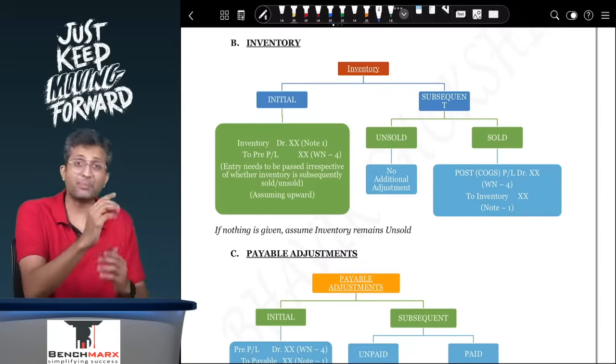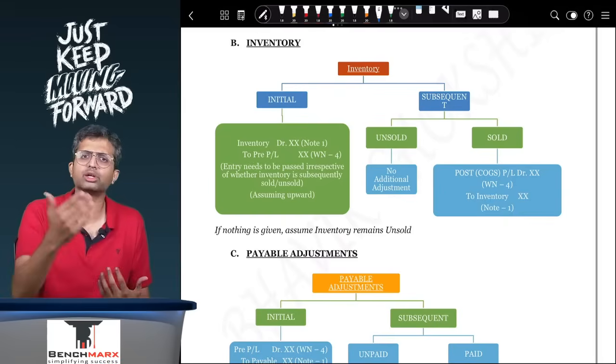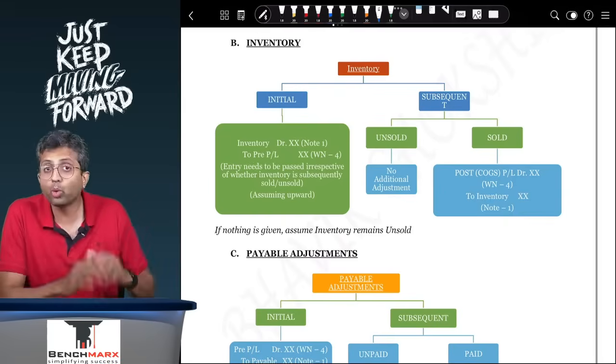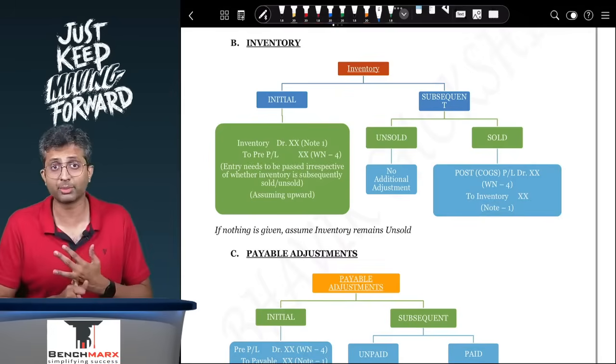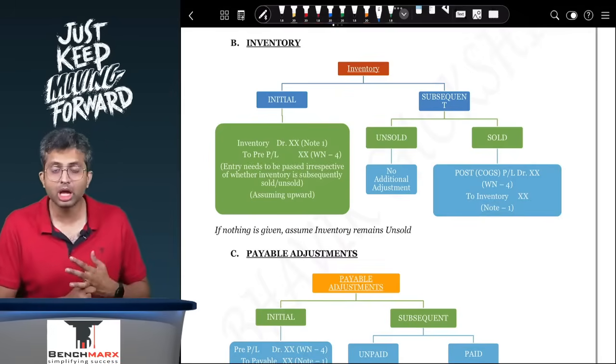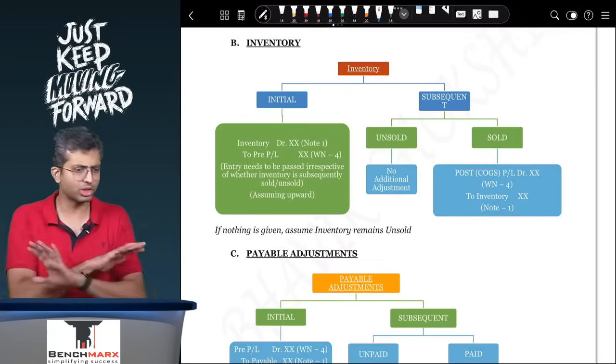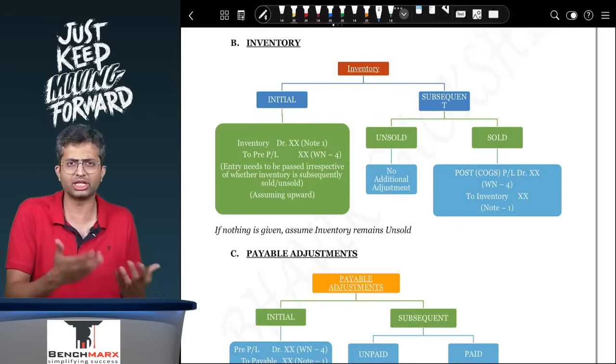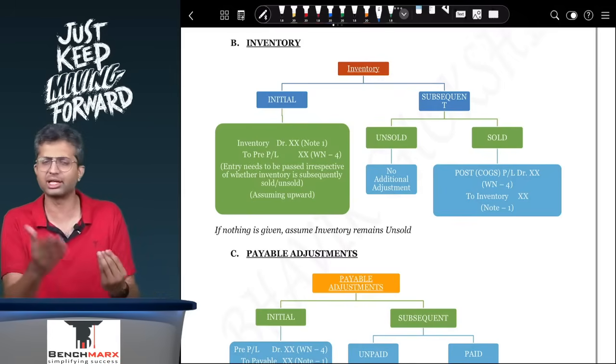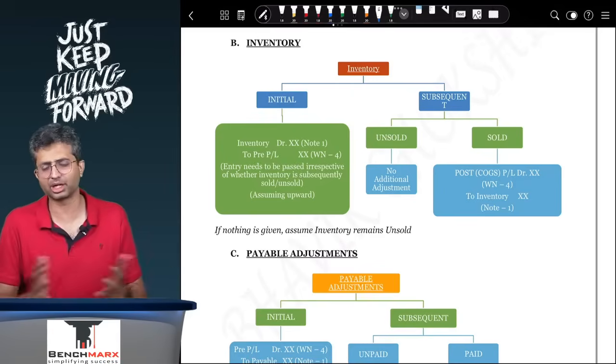So inventory account debit, so increase the inventory by 20 and credit goes to the pre-acquisition profits. Now what happens subsequently? Well, the inventory does not get depreciated, but inventory can potentially get sold. So if the inventory remains unsold, then no further adjustment is required because the inventory in your closing books is still there, it should appear at 120, it is appearing at 120.